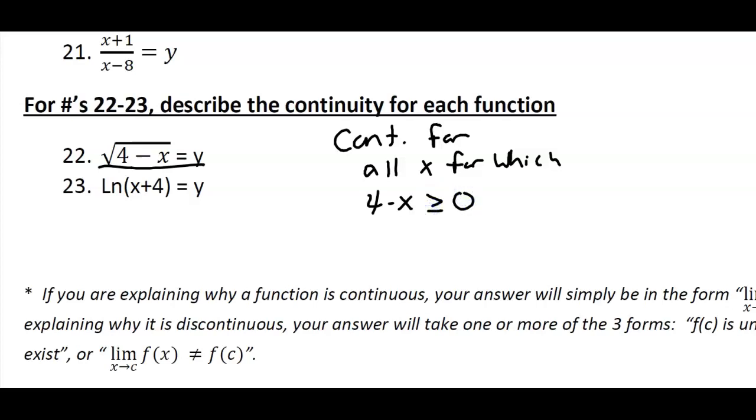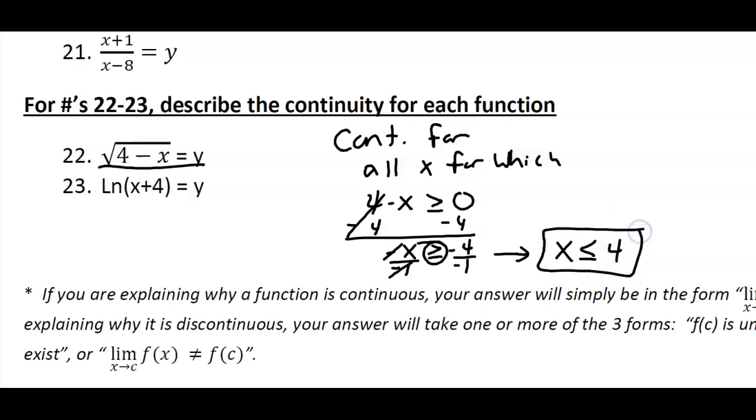Now, if we actually solve for this, though, minus 4 on both sides, right? You got to be careful here. Divide by a negative 1. Little algebra trick you got to remember. If you divide by a negative, you need to reverse your inequality. So the final answer here is x is less than or equal to positive 4. Okay? So it's continuous for all x for which x is less than or equal to 4.